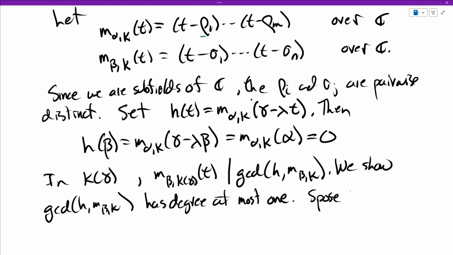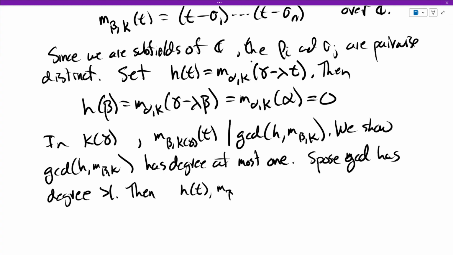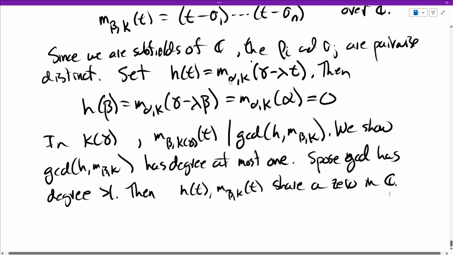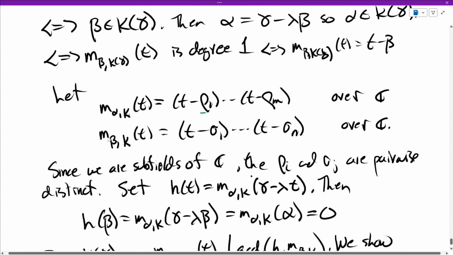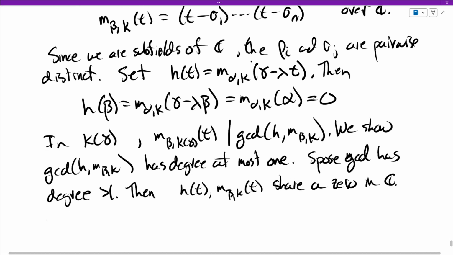All right, so suppose then that the GCD has degree bigger than 1. Then what? Well, then it must be that h and m beta k, the minimal polynomial of beta over k, have a shared 0. And they share a 0, of course, in C. All right, so let's look. The zeros of m beta k are exactly these sigmas. And there must be a shared 0, which is not beta. Right? Because if it's degree 2 or bigger, they share beta as a 0, but all the zeros are distinct. So they must share some other one. Let's call it beta prime.